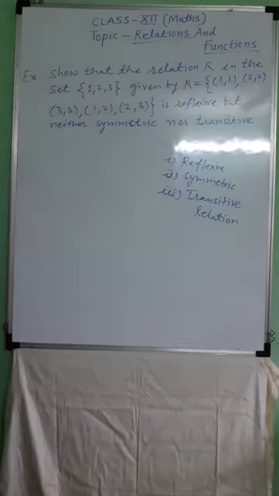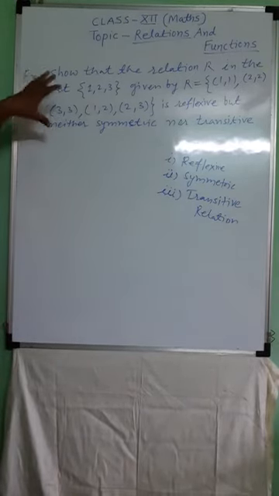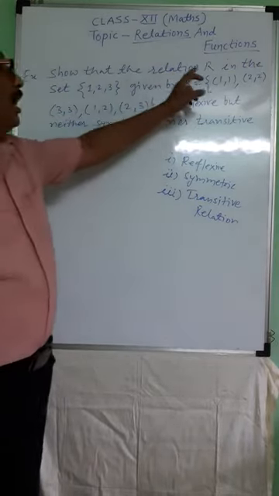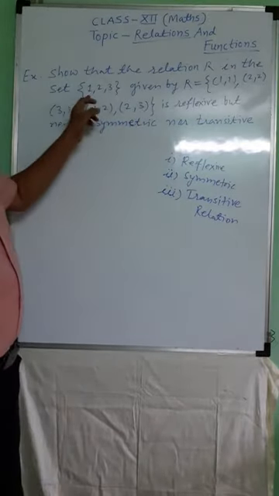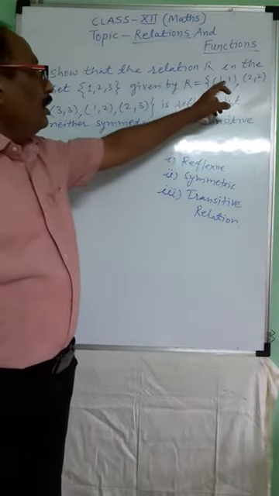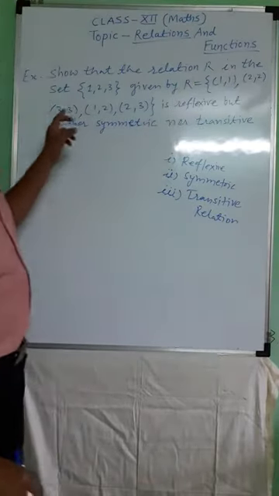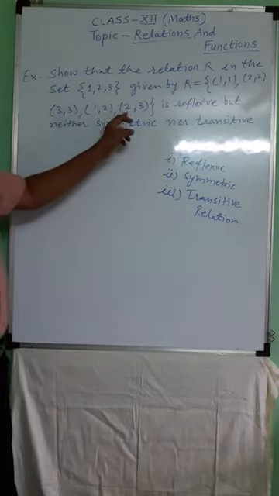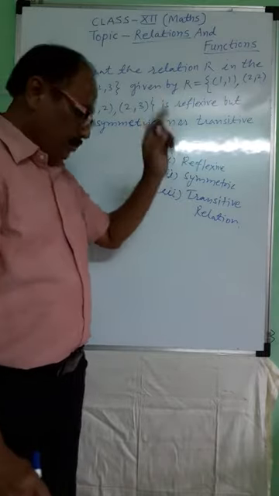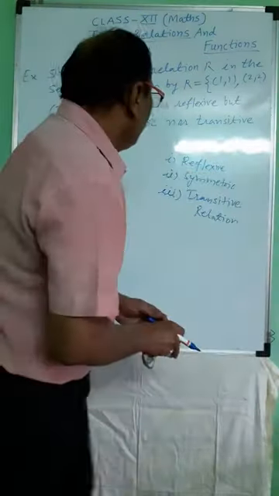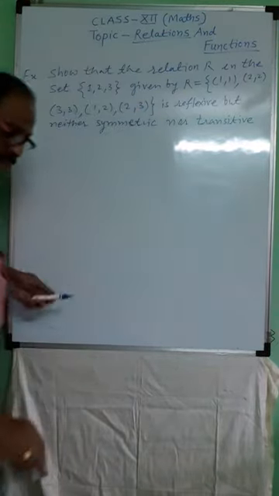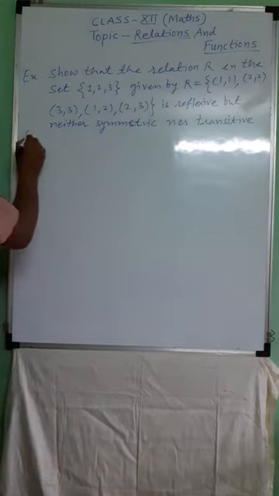Today I have taken one example. I have just written it on the board. Show that the relation R in the set {1, 2, 3}, given by R = {(1,1), (2,2), (3,3), (1,2), (2,3)}, is reflexive but neither symmetric nor transitive. We try to solve this example. Solution.